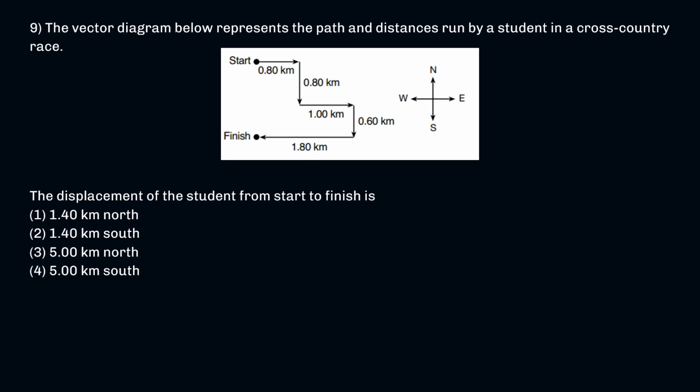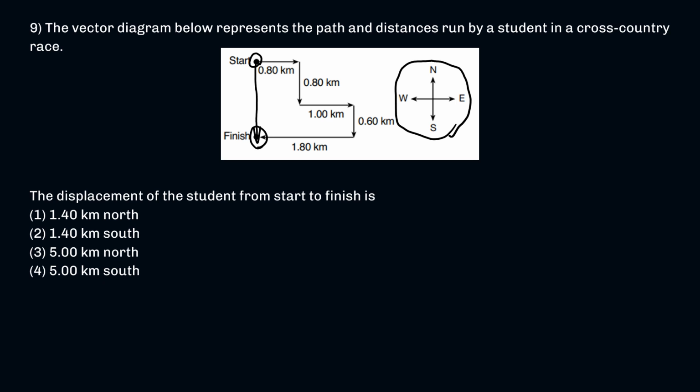Displacement is the change in position for someone or an object from my origin point to my finishing or final position. So it's that straight line change in position from start to finish. So essentially my displacement in this diagram is going to be from here, my start, to my finish, going straight downwards, and that's going to be in the south direction based on my compass over here.